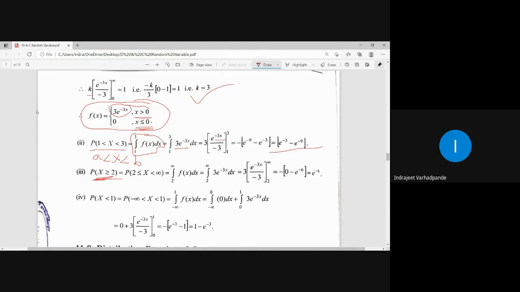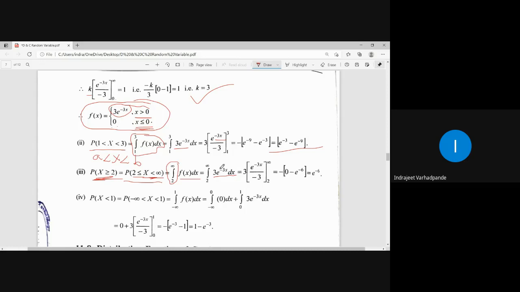Infinity. Up to infinity. So how is it written? Probability of x greater than or equal to 2 but less than infinity. So integration will be done between which limits? The limits for integration will be 2 to infinity. So integrate this f of x between 2 to infinity: 2 to infinity of 3 e to the power minus 3x dx.